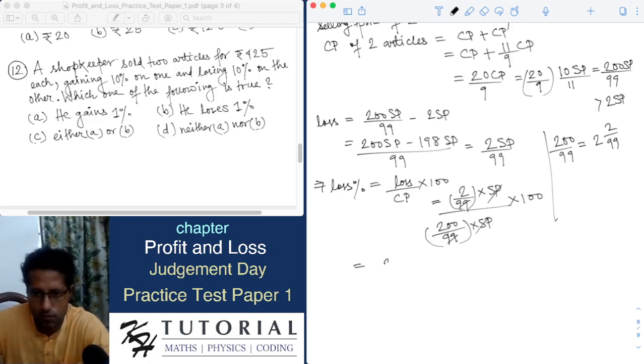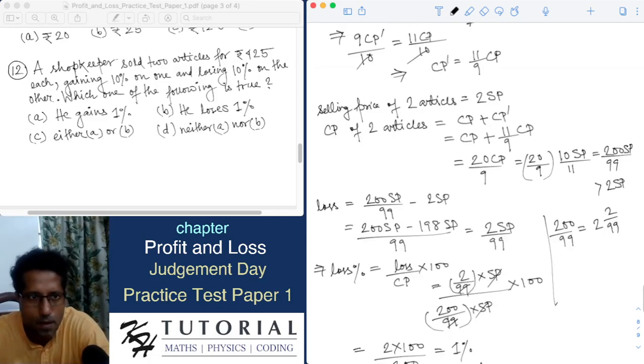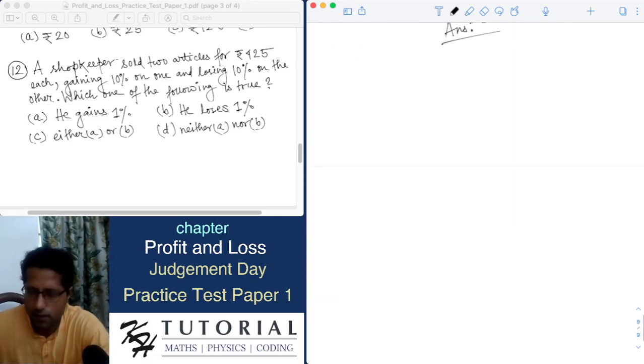Okay. So now if we simplify this, SP cancels out, 99 cancels out. So we are left with 2 into 100 divided by 200, which is 1. So there is a loss of 1%. So the answer is choice B. Okay. Let's do problem number 13.